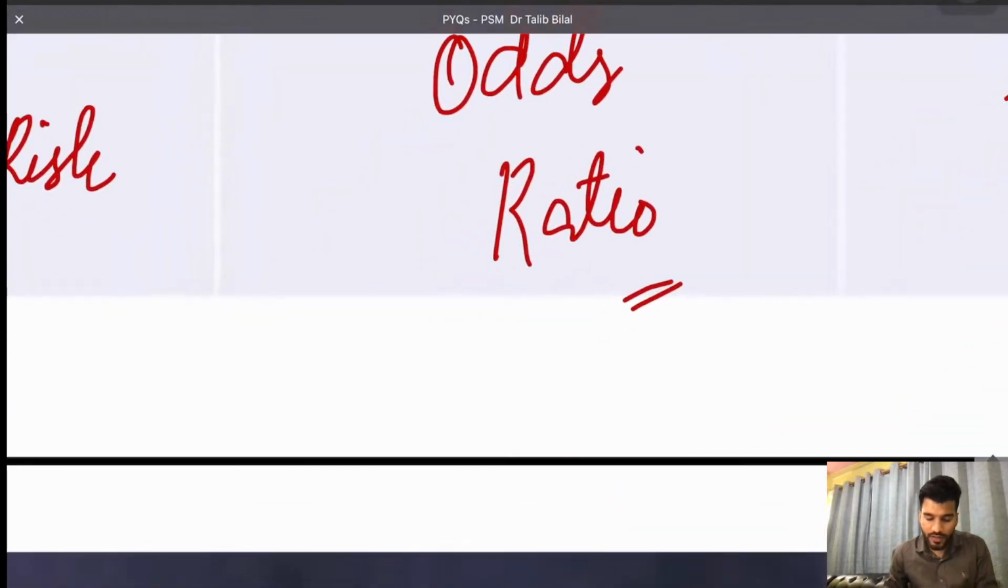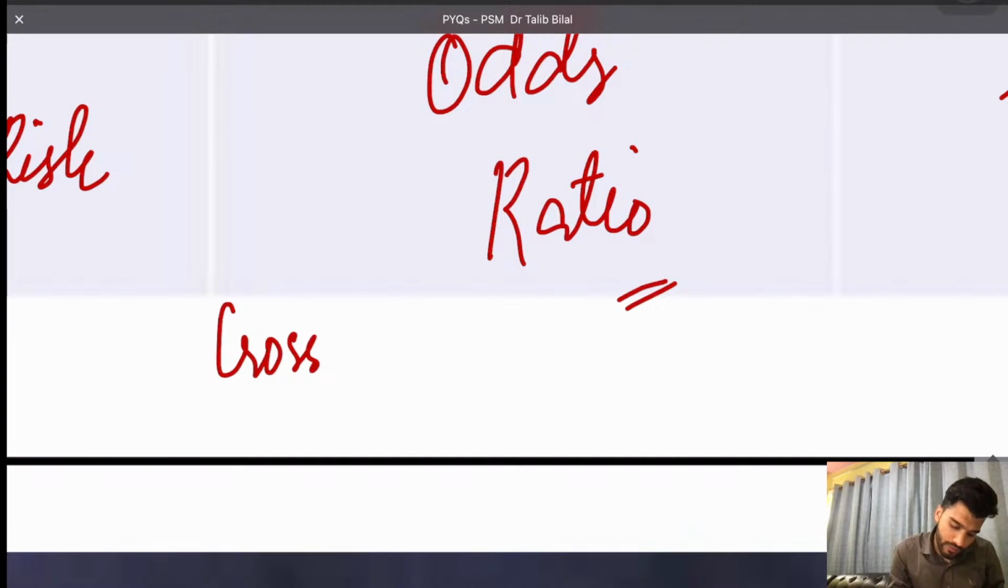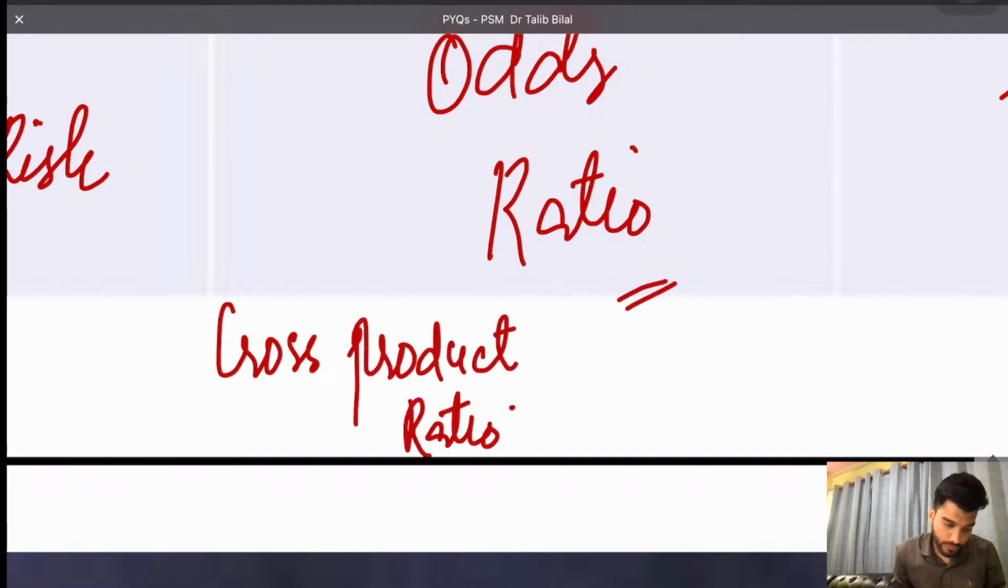This odds ratio is also called the cross product ratio. So in options they will mention it, so don't get confused, cross product ratio.